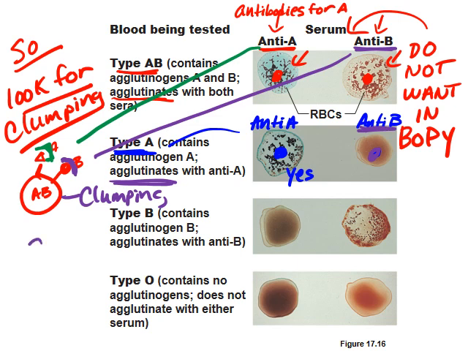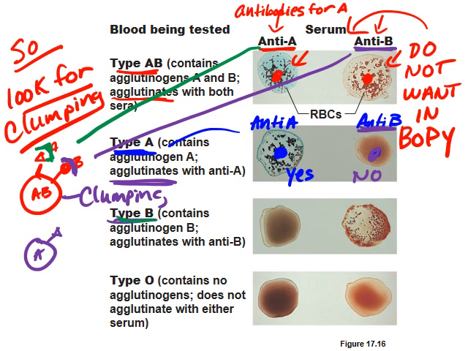Over here, if I put down anti-B, this is blood type A. What does blood type A have? All it has is A tags. So what if I add anti-Bs? Do antibodies for blood type B bind blood type A? No. So do I have any agglutination? No.